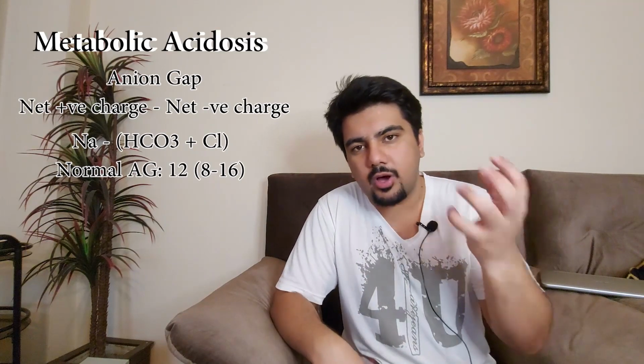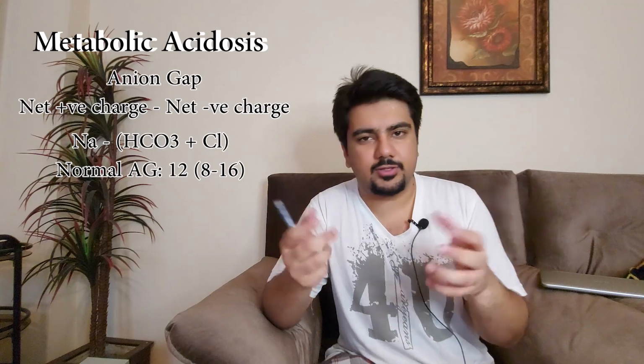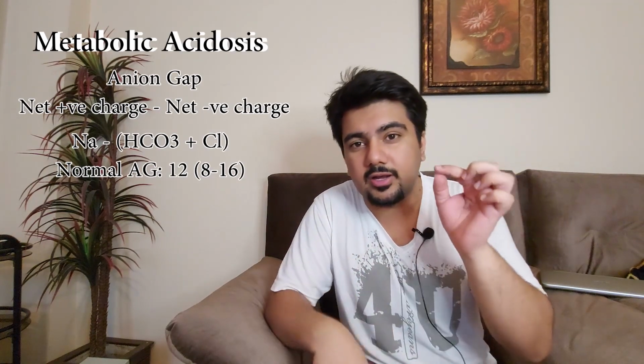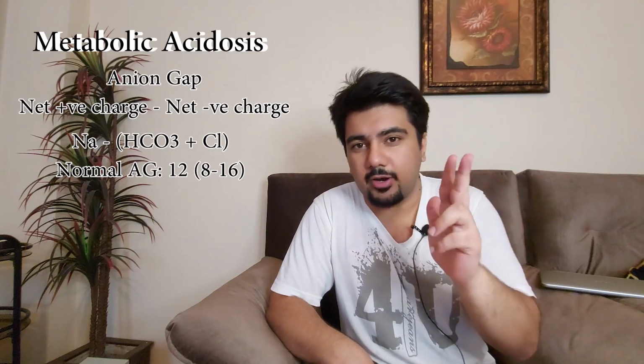Now what's the next step? Now the next step is going to be calculating the anion gap. Whenever you have a patient with metabolic acidosis, the second step is always going to be calculating the anion gap. The anion gap is basically the net positive charge minus the net negative charge inside the body. So let's take the extracellular ions. Okay, the extracellular ions are going to be sodium, chloride, and bicarbonate.